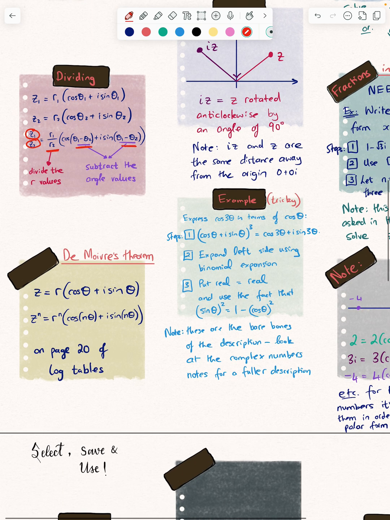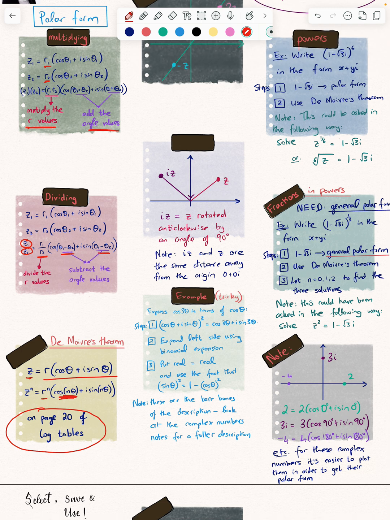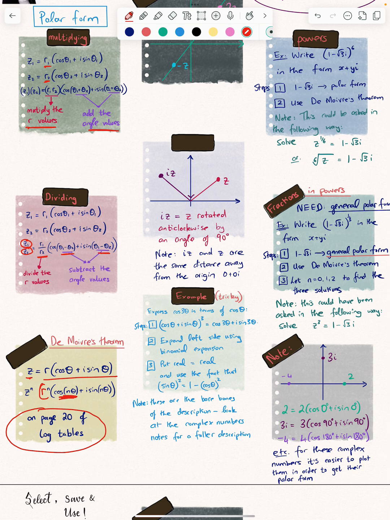And then De Moivre's theorem is on page 20 of your log tables. Okay, so if you're raising z to a power, it is r to the n, and you multiply the angle by n. This might help you remember the multiplication of complex numbers above, because if you're raising r to the n, what you're actually doing is multiplying r by itself n times. Okay.